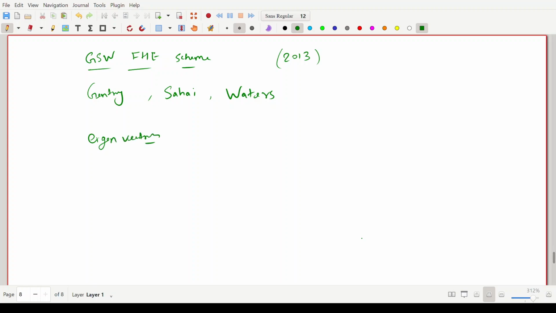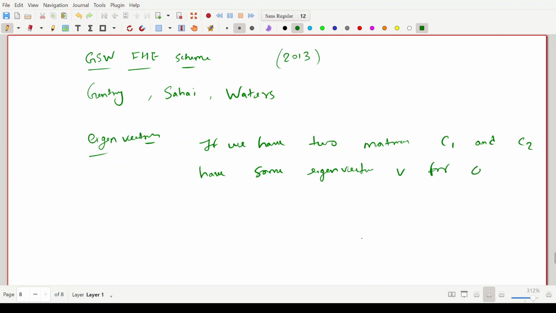Suppose we have two matrices, say C1 and C2, that have the same eigenvector V for certain eigenvalues m1 and m2 respectively. Then the following holds.